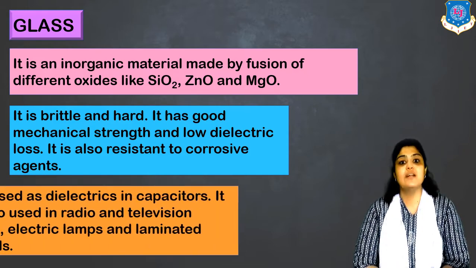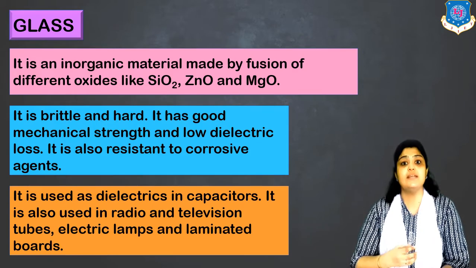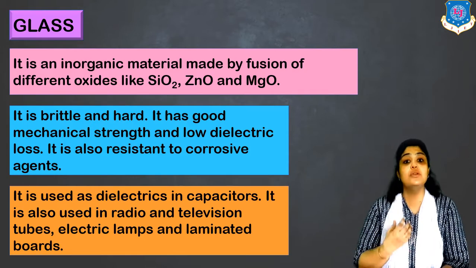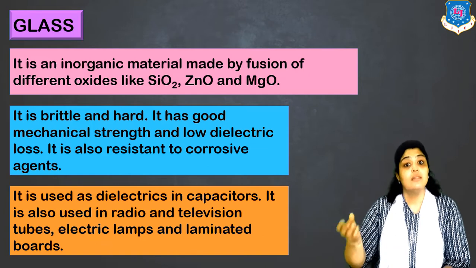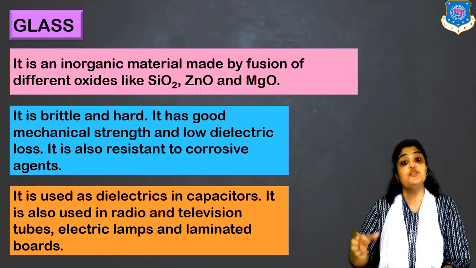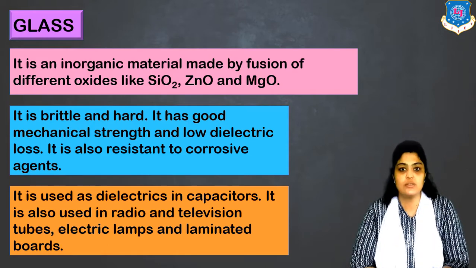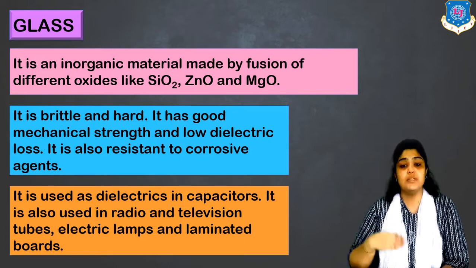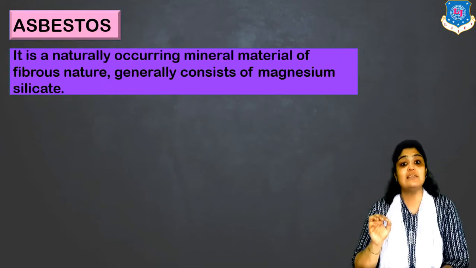What are the uses of glass as a dielectric? Glass as a dielectric is used in television tubes, it is used in electric lamps, it is also used in laminated boards. Laminated boards, you can say the hoardings, they use glass which serves the purpose of insulation, which prevents shock hazards or which prevents the flow of electric charges through it. So these are some applications of glass. Now let's discuss another type of solid dielectric which is known as asbestos.